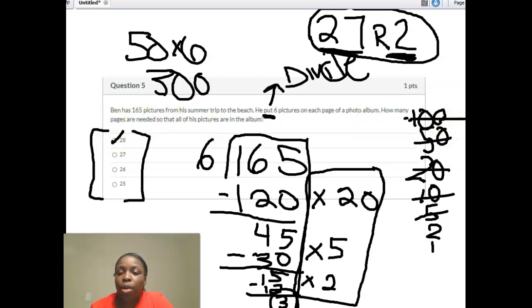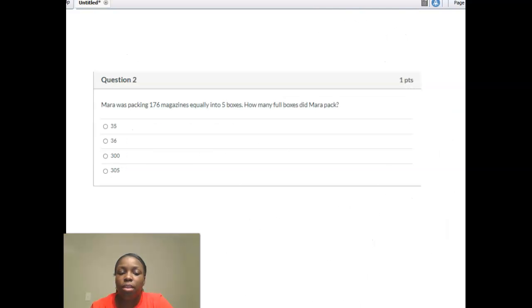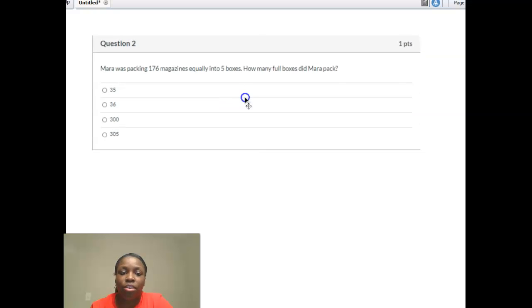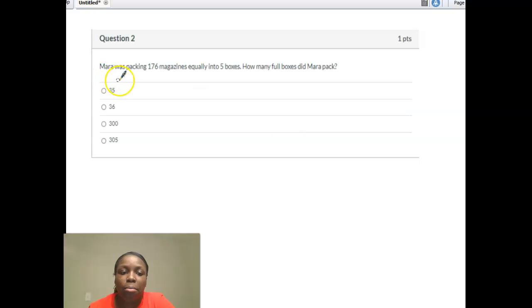All right, we're going to do one more problem like that, just interpreting the remainder. All right, Miss Brown's going backwards here. So we're going to do number 2. Question number 2. It says Mara was packing 176 magazines equally into 5 boxes. How many full boxes did Mara pack?